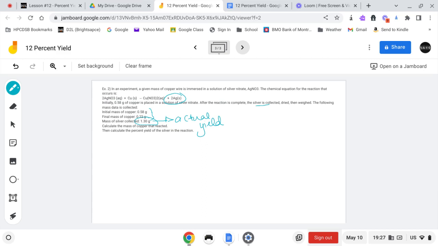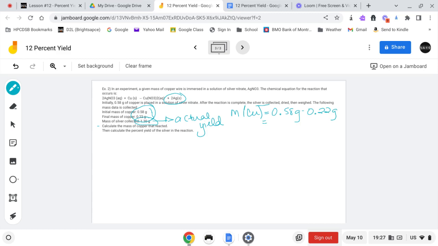So there's a couple things we want to do. Number one here, it says calculate the mass of copper that reacted. So let's just do that off to the side. So the mass of copper that reacted is taking this initial and final mass and subtracting them off. So we're going to take 0.58 grams. This is what we started with. We let it react for a bit, then it was done. We had 0.22 grams left over.